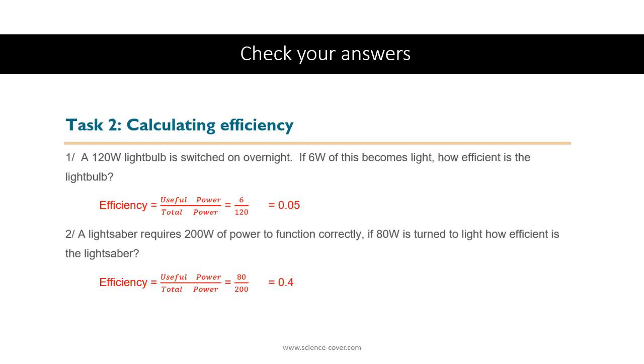Question 2. A lightsaber requires 200 watts of power to function correctly. If 80 watts is turned to light, how efficient is the lightsaber? Well, again, we can do useful power divided by total power. So the useful power is 80 watts in this case, and the total power was 200. So 80 divided by 200 gives us 0.4.